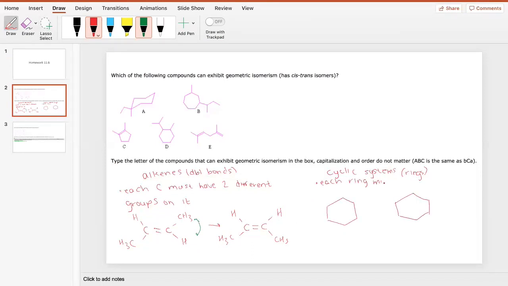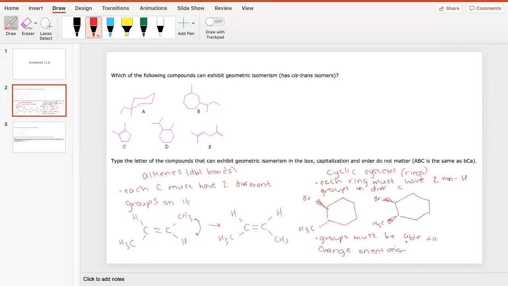First criteria states that each ring must have two non-hydrogen groups on different carbons. These groups must also be able to change orientation. On this carbon, a bromine pointing towards us, and on the one next to it, pointing away from us, a methyl group. So these are two non-hydrogen groups on different carbons, so that checks that criteria. They can also change the way they're pointing. So let's say in this one, the bromine stays pointing towards us, but then the methyl group is pointing towards us as well. These are geometric isomers of each other. Taking this into consideration, let's go through each of these compounds and see if they exhibit geometric isomerism.